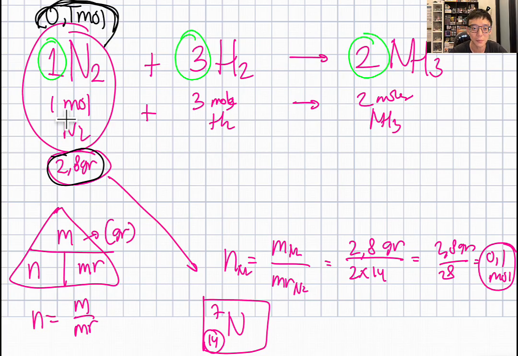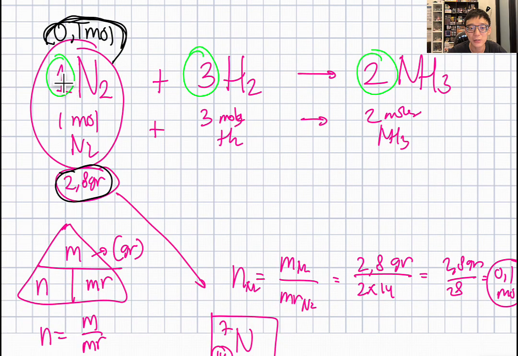So now, because the ratios, they're always trying to maintain the ratio. So we see that the formula is 1 mole nitrogen, 3 mole hydrogen becomes 2 mole ammonia. Then if we have 0.1, this should be 3 times of it, and this should be 2 times of it.